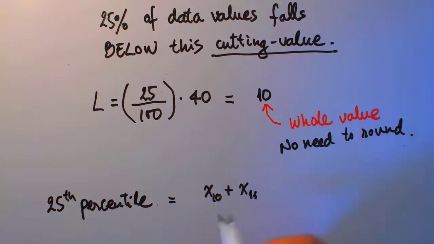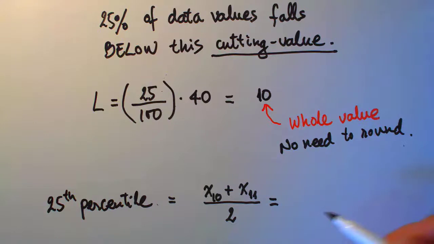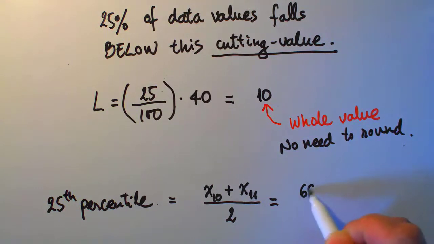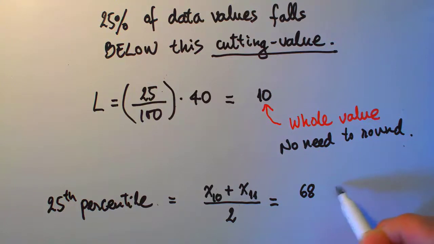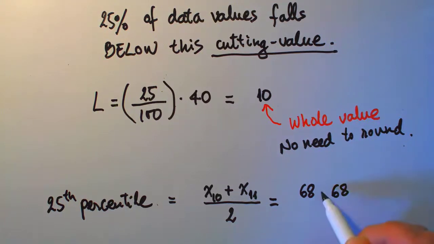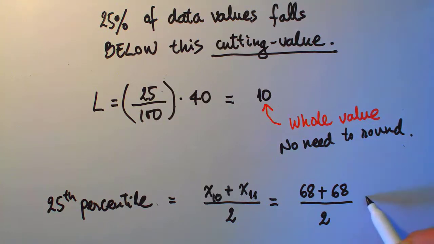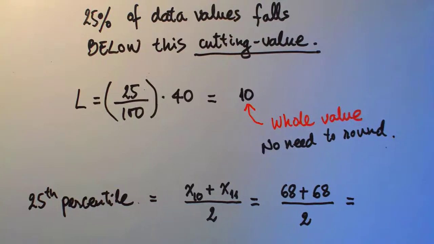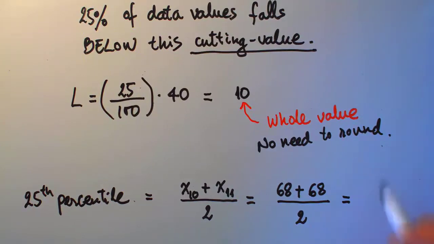Add up the two values, divided by 2. And in that case, back into the data 1 right here, we're looking at 68 as being our 10th value. The 11th value is another 68. These two values are added together and divided by 2. And that comes to our final answer. Our final answer for the 25th percentile is 68.